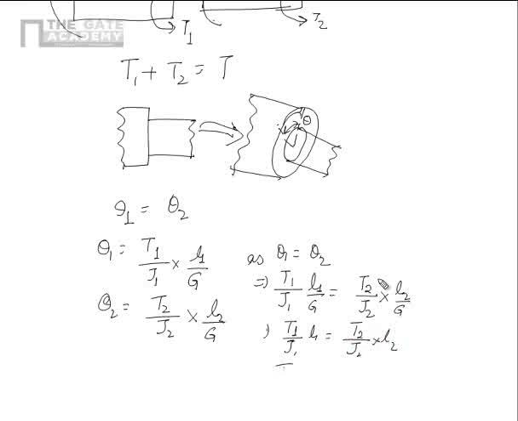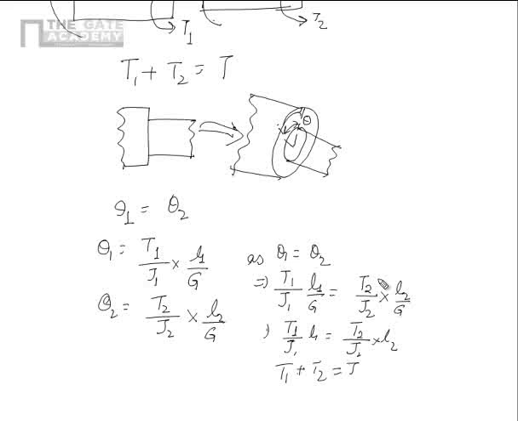Combine this with the other condition, which is T1 plus T2 equal to T. We can find out the ratio of the torques, like what is the value of T1 and T2 separately, which means that we can find out what portion of the torque is taken by each part. Now let us solve one example here, one question.